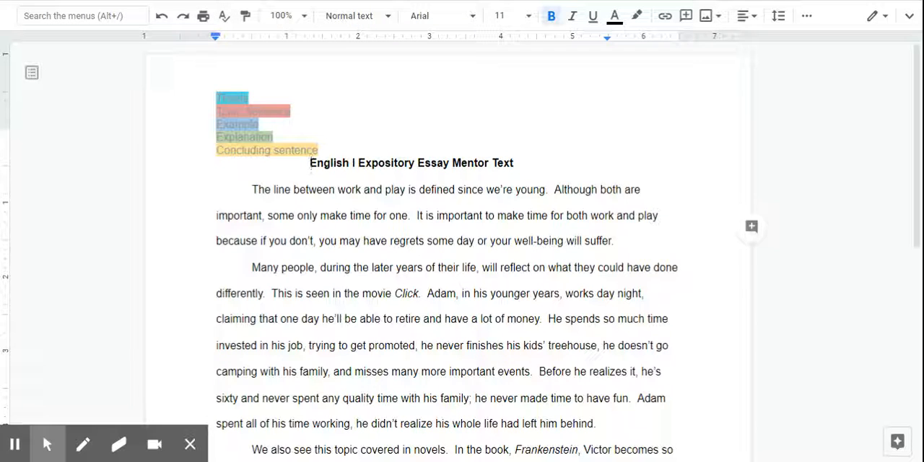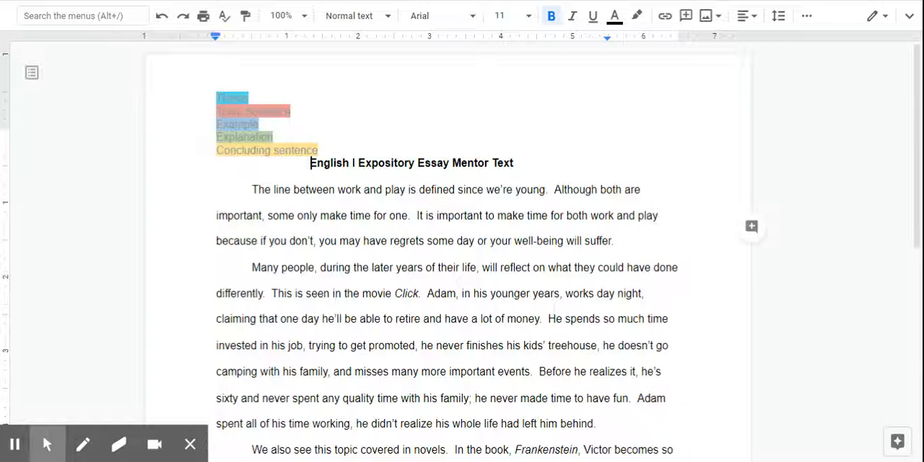Hi, eighth grade. Today we're going to look at a mentor text for an expository essay. This is a pretty good example of what you guys should be aiming for. I know that you've talked about expository essays and expository writing in previous grades, but we're going to do a refresher and we're going to improve our skills even further this year.